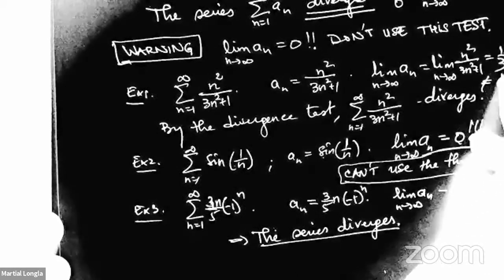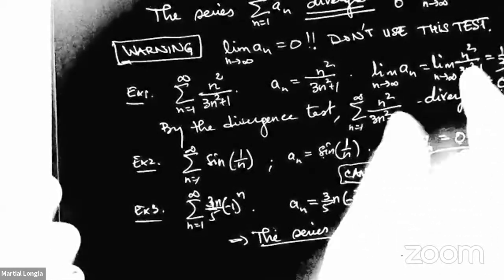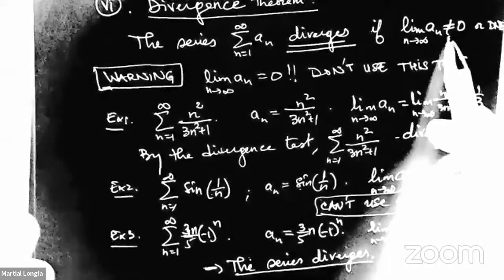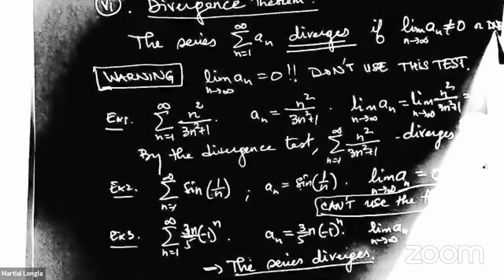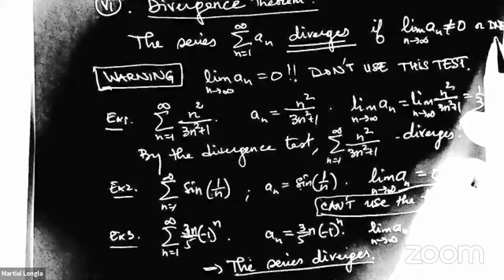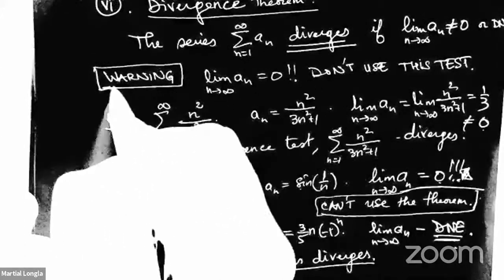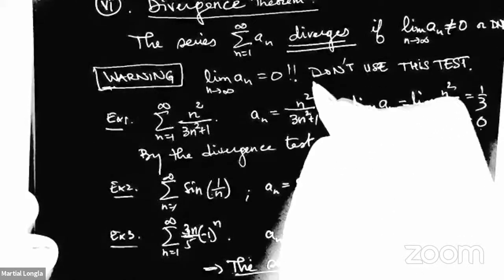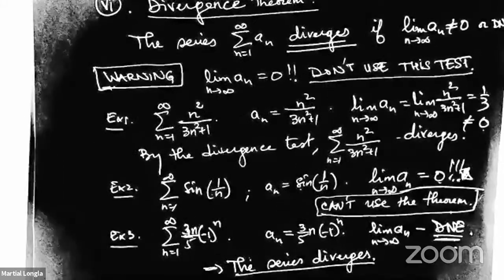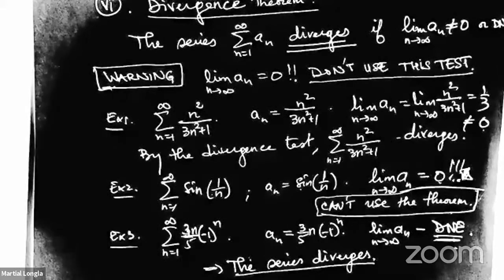Here the limit is 1/3, it's not 0, because we say in the theorem, it's two cases. It's either the limit is not 0 or it doesn't exist, right? When the limit doesn't exist, the series diverges. When the limit is not 0, the series diverges. But when it is 0, don't use this theorem, because you don't know whether it diverges or converges. There are cases when the limit is 0 and the series converges. There are cases when it's 0 and the series diverges, all right?